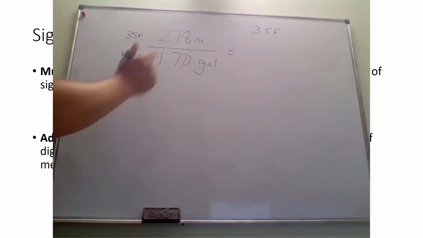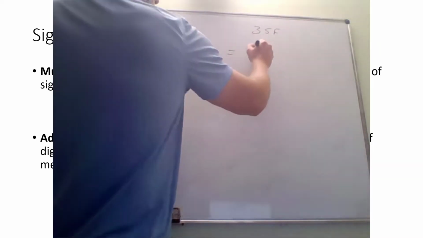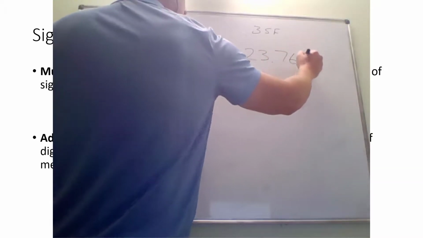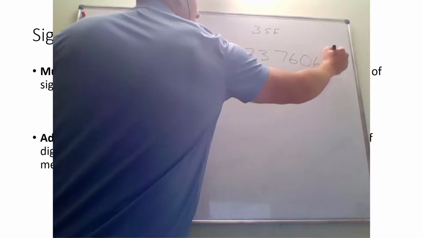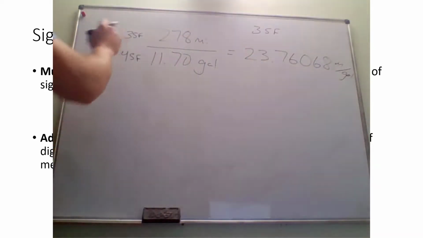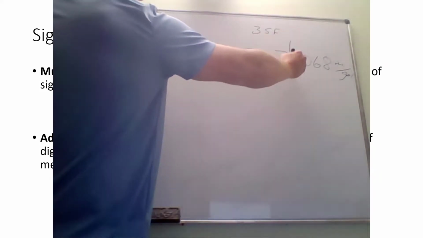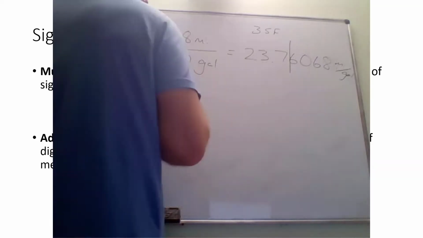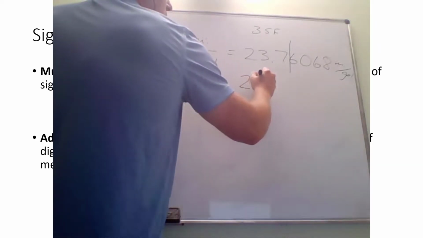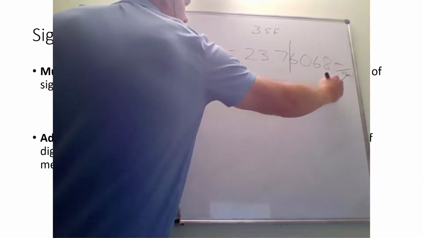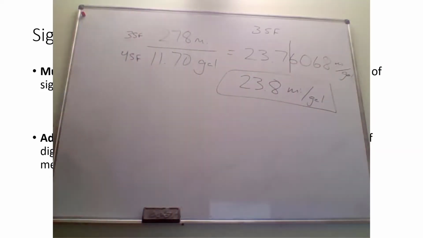So if we plugged and chugged this math here, we get an answer of 23.76068 miles per gallon. And we know we need to cut this to 3 significant figures, which is right here. And then in a few slides, we'll go over our rounding rules, but this would now go to 23.8 miles per gallon in a proper number of 3 significant figures.